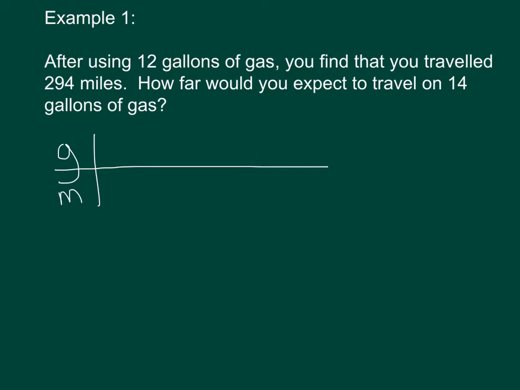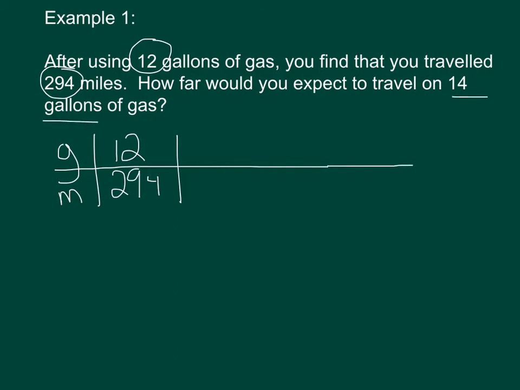So I see that 12 gallons of gas, it specifically tells me that that matches up with 294 miles. So I know those two numbers are going to go together in a ratio. So 12 goes with gallons, and 294 is my miles. They're not always going to say them in order that way, so make sure you're paying attention. Now, what is my goal? What am I trying to get to? I'm trying to get to 14 gallons of gas.